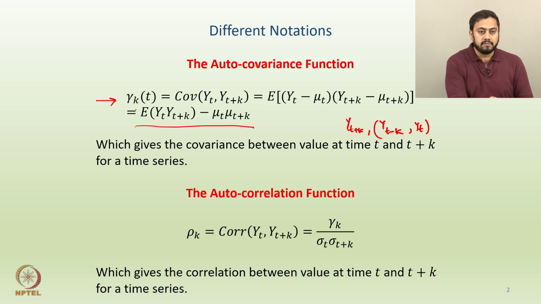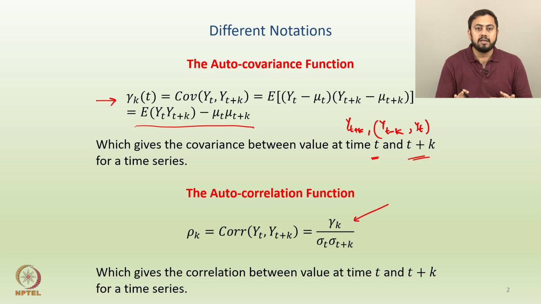So again, gamma k gives you what? Gamma k is nothing but the autocovariance between the time series values y at time points t and t plus k, alright. And once you define the autocovariance function, defining the autocorrelation function is not difficult at all. Notation-wise, you have rho k, which is nothing but the correlation between yt and yt plus k, which as per the formula is gamma k, the covariance, divided by the standard deviations, sigma t into sigma t plus k.